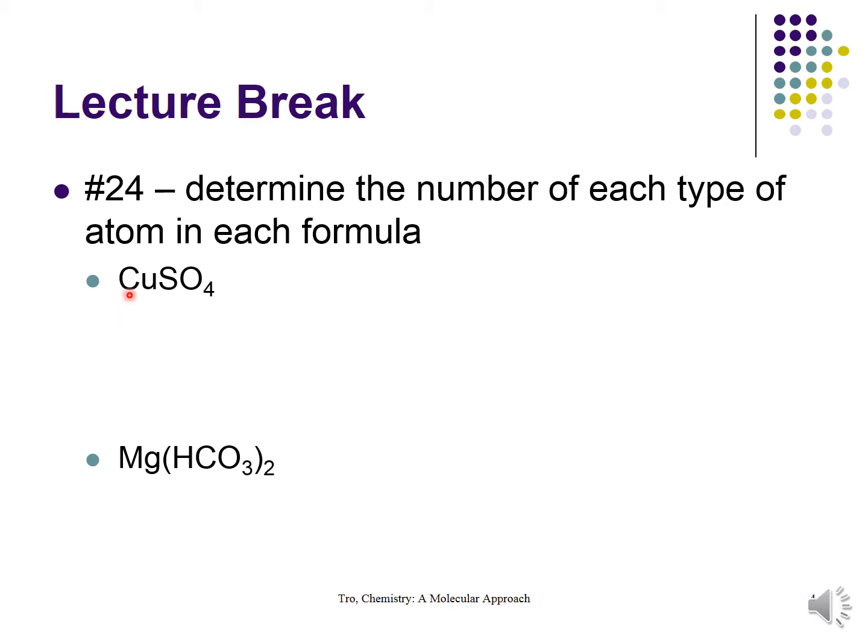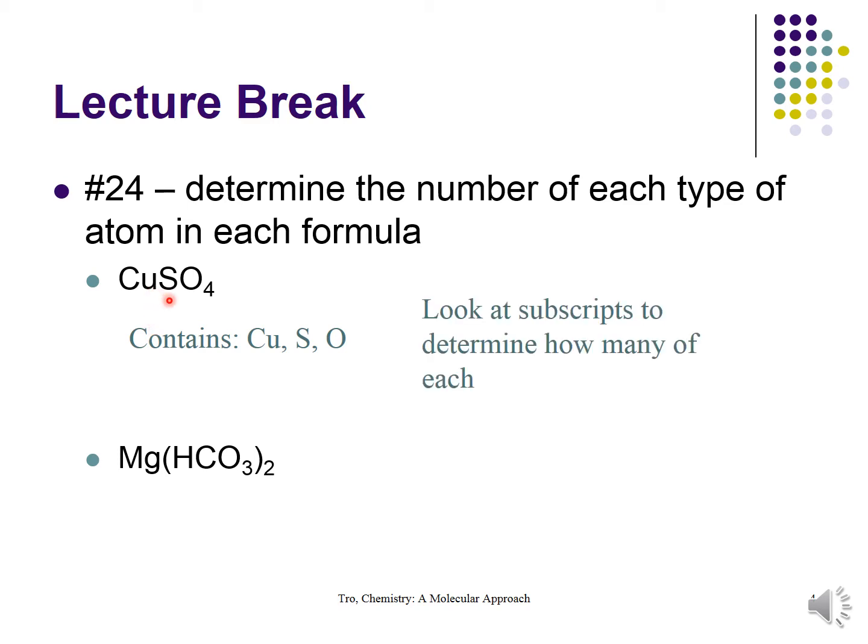So every time we see a capital letter, that's a new element. If it's a capital letter with a lowercase letter, that's representing one element. So we have Cu, which is copper, S for sulfur, and O for oxygen. To decide how many there are, we're looking at their subscripts. Now, if you don't see a subscript, that means that there's one of them. It's an implied number. So there's one copper and one sulfur and 4 oxygens.